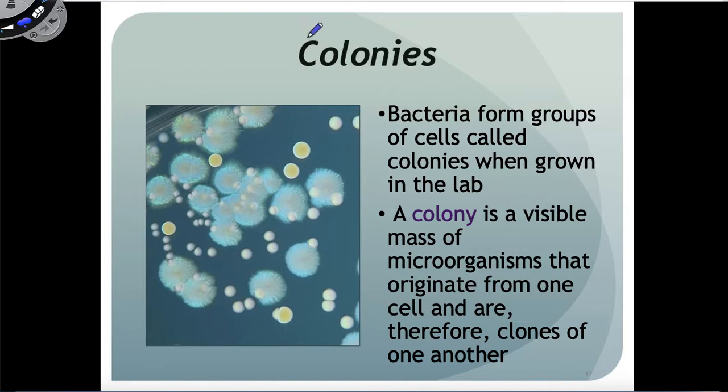Bacteria like to form groups of cells called colonies when they're grown in the lab, and you can actually spot these colonies. It's just an accumulation of groups of bacteria, and all of these bacteria are clones of each other because they are reproducing asexually. So you can see here all these little dots that vary in size are the different bacterial colonies.